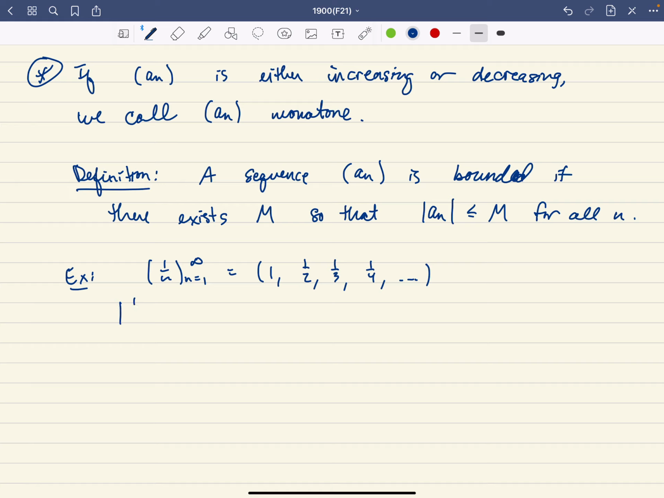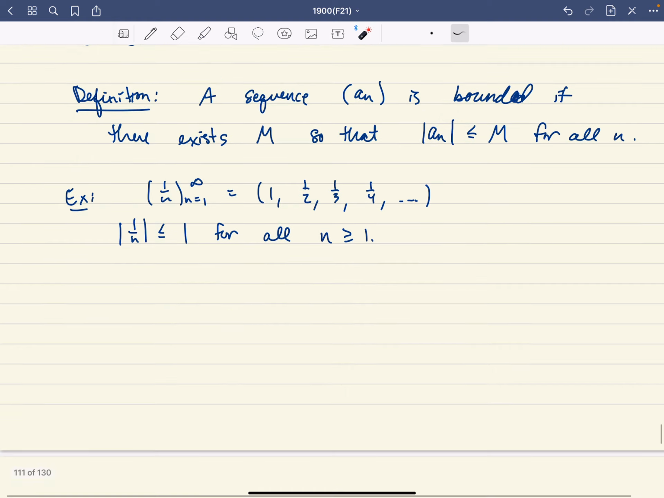So notice that 1 over n is less than or equal to 1 in absolute value for all n greater than or equal to 1. And this all n greater than or equal to 1, I just did that because that's the starting value for the sequence. And so the fact that we have this number here, that this is less than or equal to 1, makes this a bounded sequence.